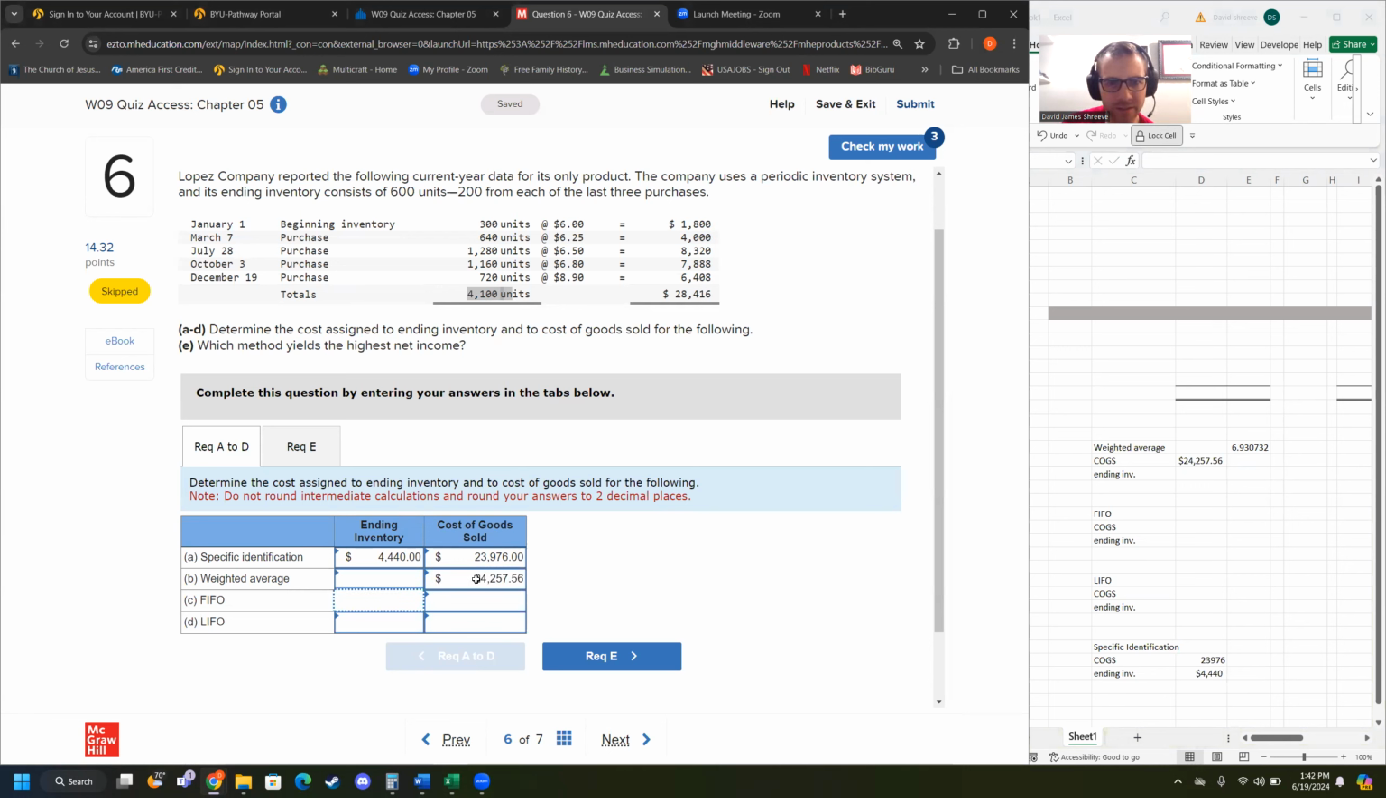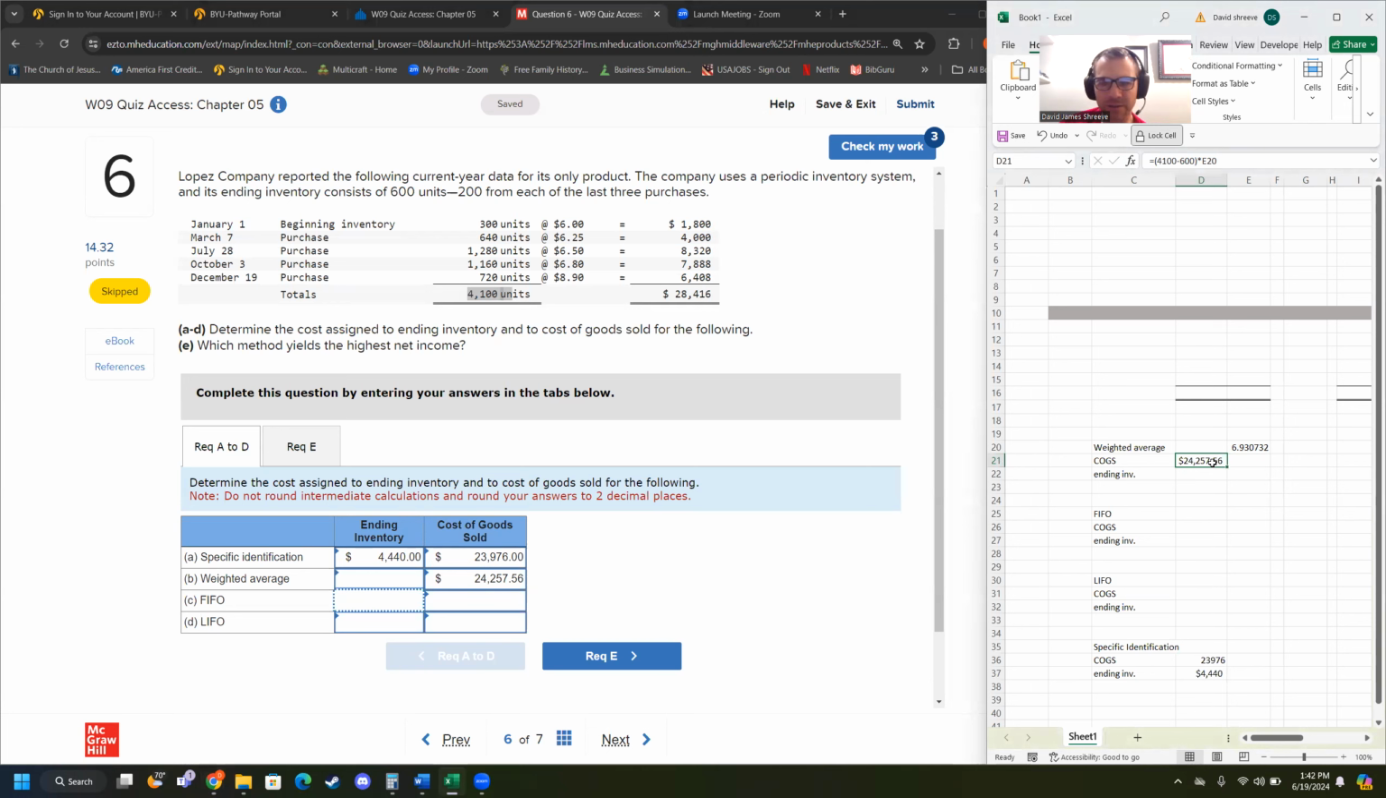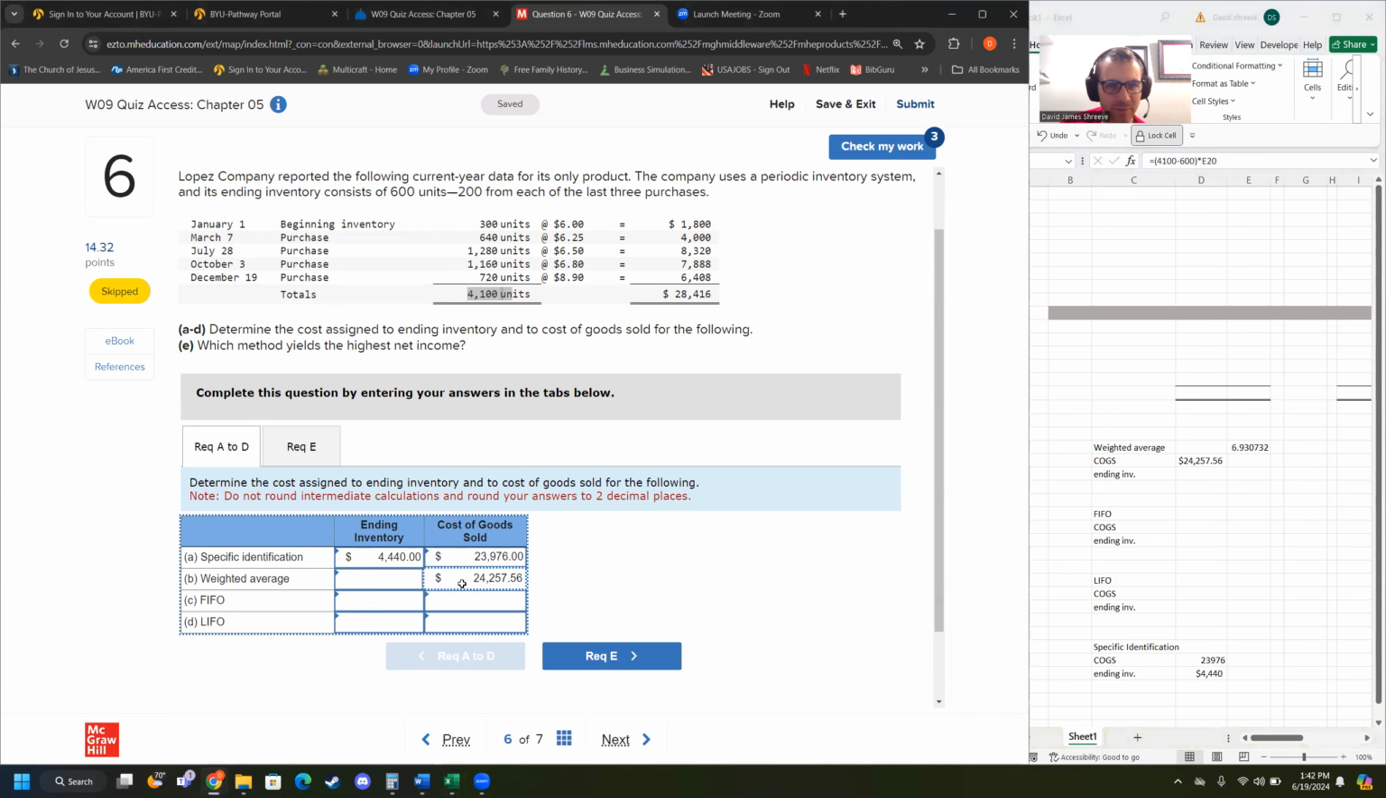24,257,257.56. Does it care about the 0.56? It does. Okay. Maybe I should just round this. I don't know, but I think it's going to round it anyway in the equation. We'll see when I check it at the end.